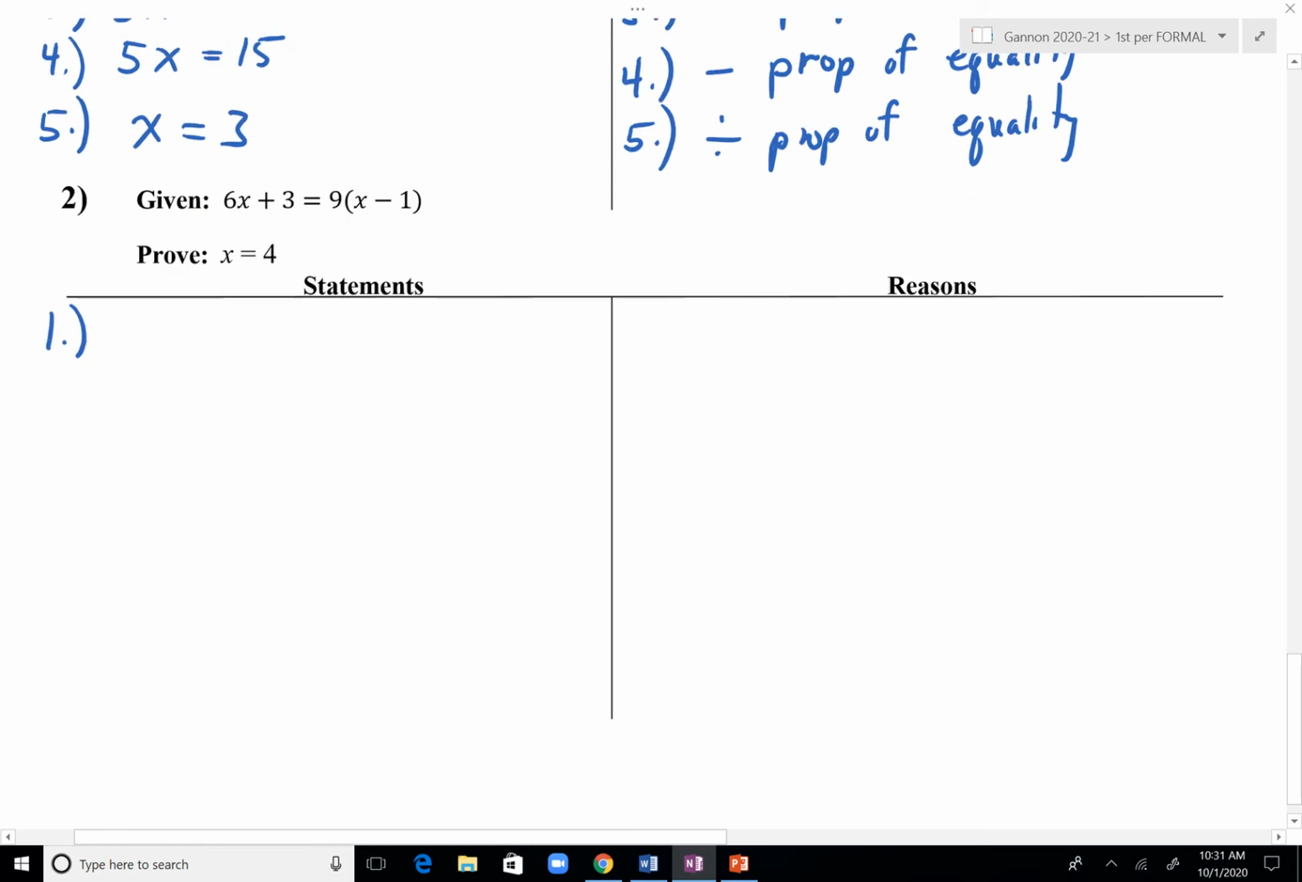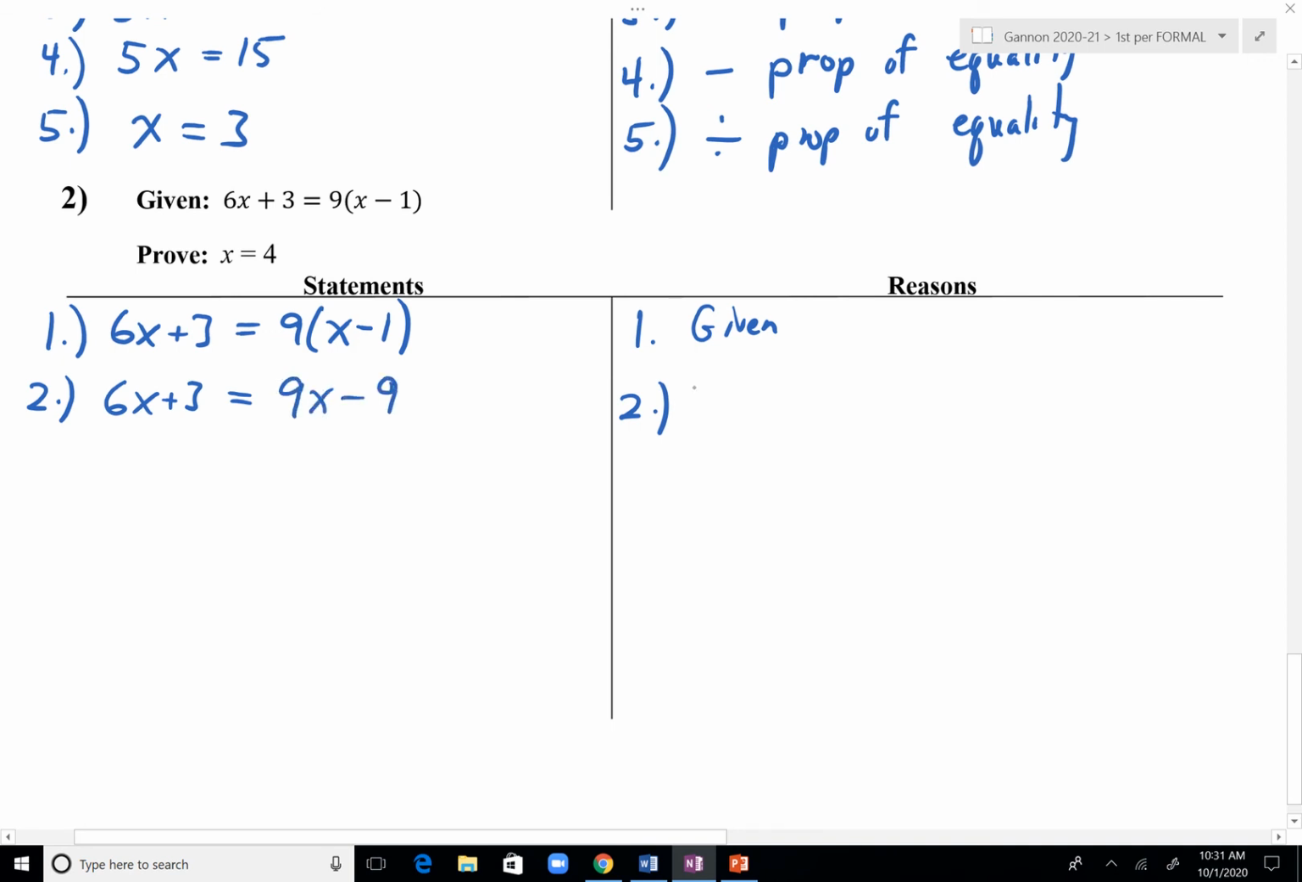All right, in the next example, we got one more. We've got 6x + 3 on the left side, and that is equal to 9 times the quantity x - 1. We know that's true because it is given to us. Now, when solving equations, typically you want to simplify each side of the equation first. So we're going to leave the 6x + 3 alone, but on the right-hand side, we have to distribute 9. So we got 9x - 9. And we can do that because of the distributive property of equality.